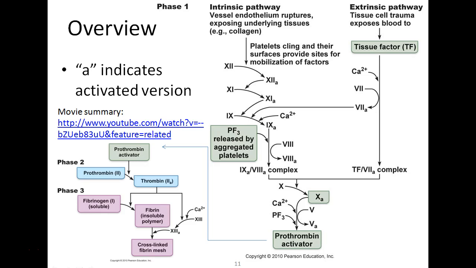This diagram serves to overview kind of a summary of all the steps that we just talked about. Again, the ultimate goal is to provide a blood clot, a coagulation, so that there's no more blood leaking out of that vessel.